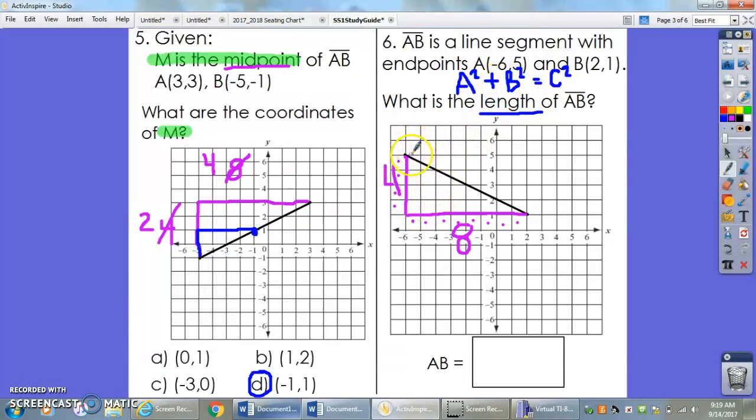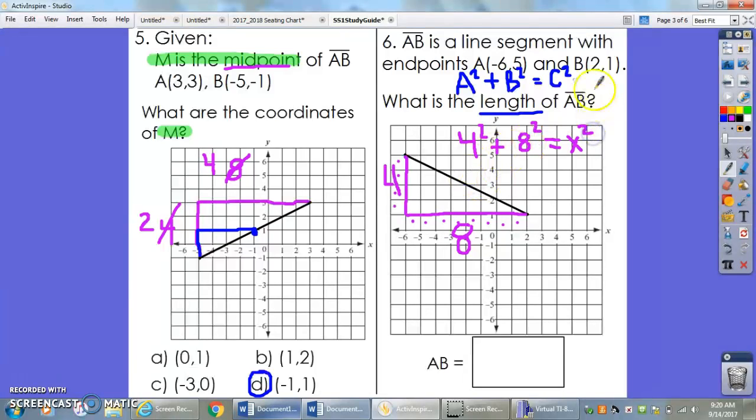Now C is the hypotenuse, okay? So I'm solving for the hypotenuse, so I'll have to plug in X for C. So I'm going to go ahead and write my equation. So it's going to be 4 squared plus 8 squared equals X squared.